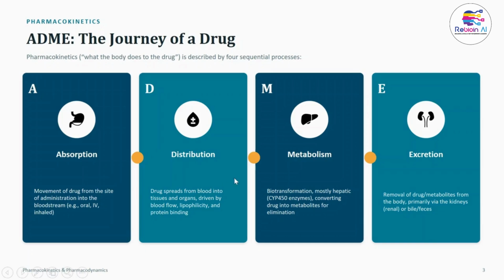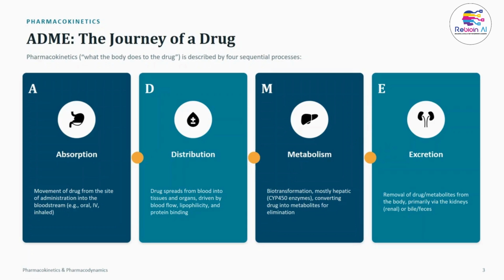So the last stage of our PK is excretion. Finally, after all these three stages, it undergoes excretion. This is how the drug and its metabolites leave the body, mainly through the kidneys and secondly through bile and feces. Sometimes the drug is reabsorbed from the gut back into the blood in a cycle called enterohepatic recirculation, which can extend how long a drug stays active.